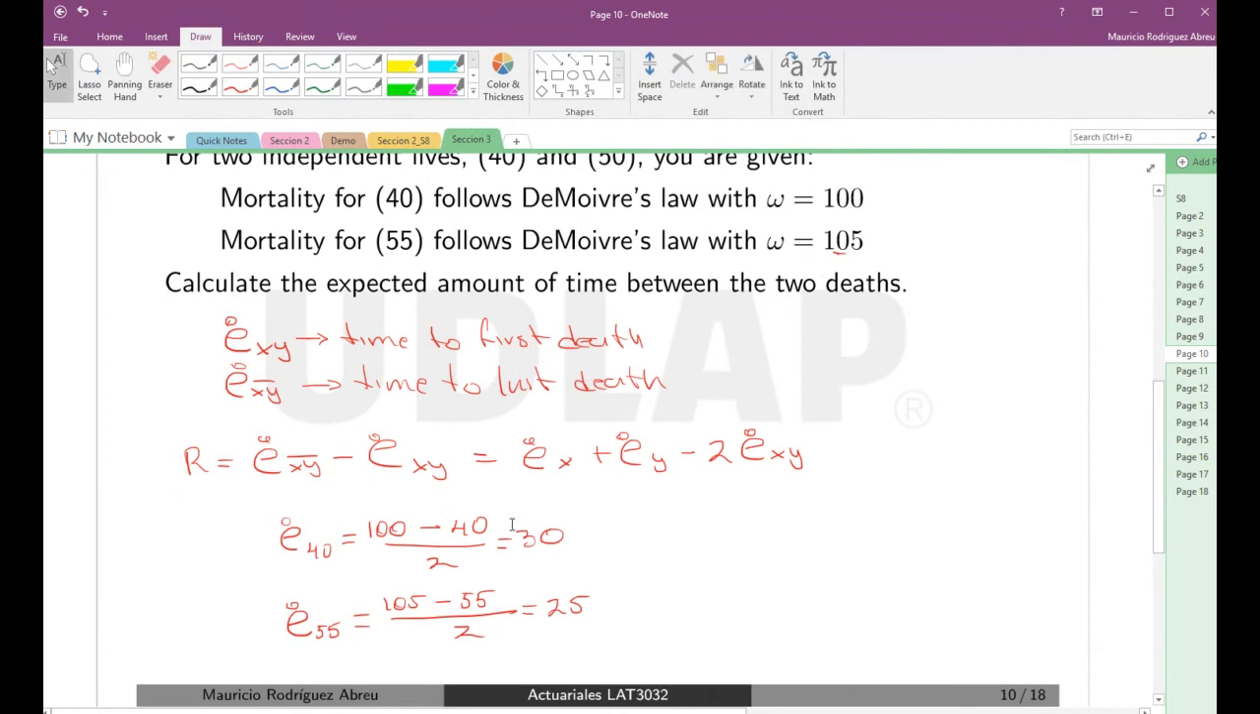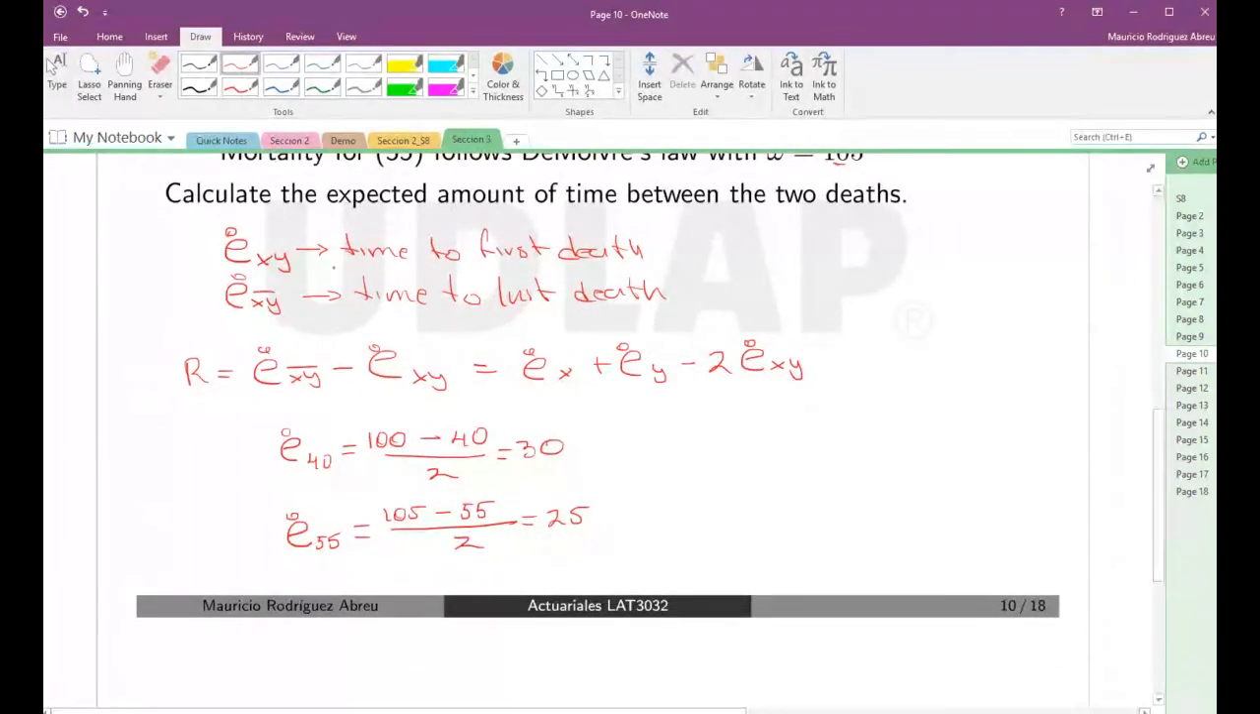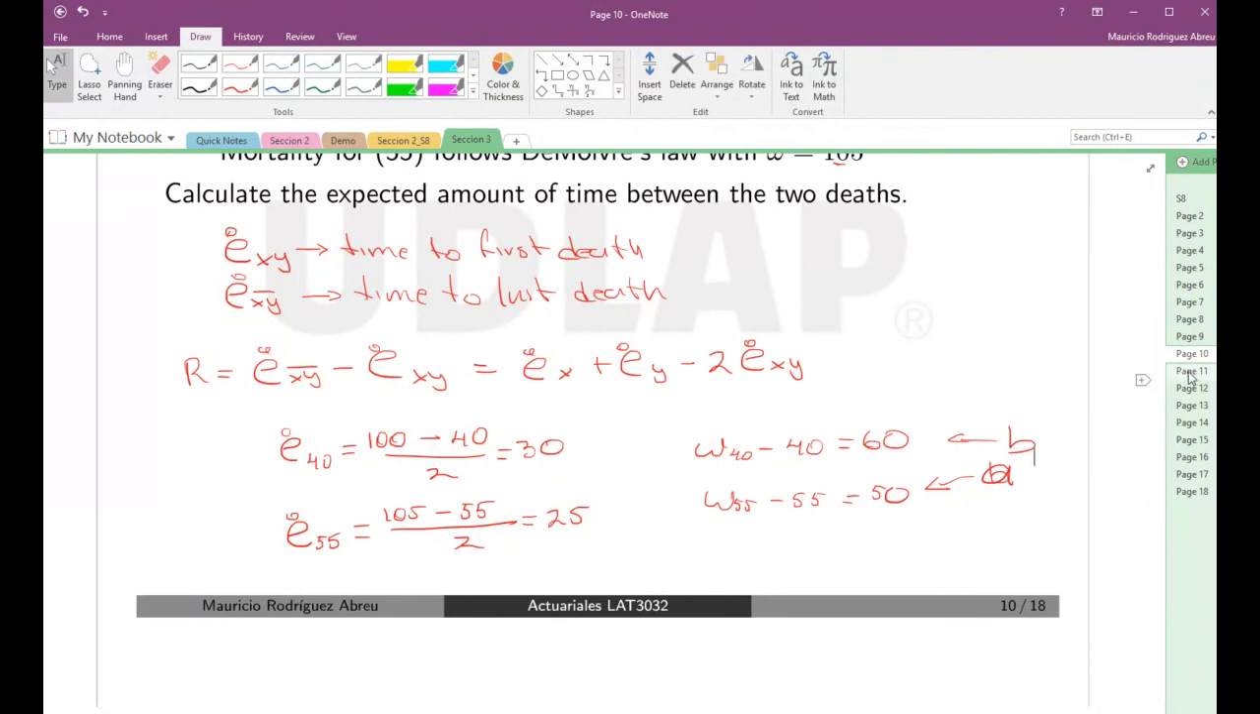So now we need to estimate the joint life expectancy. But now we have the following. Omega 40. I'm just going to use 40 because I want to make clear that this is not X all the time. So the one closest to the age limit is the second one. So this is going to be B, sorry, A, and this is going to be B. So let me go to the next page.